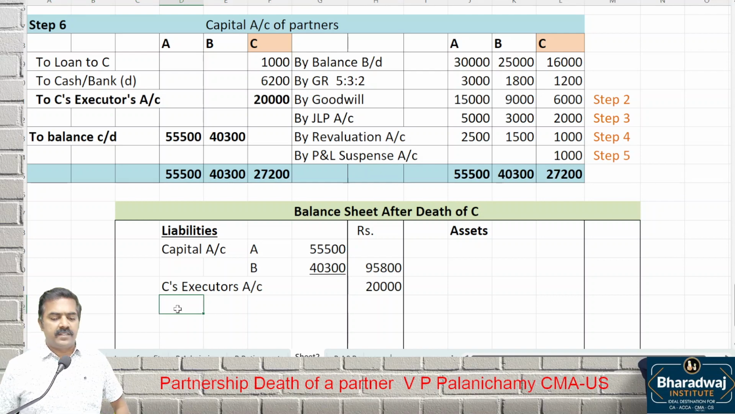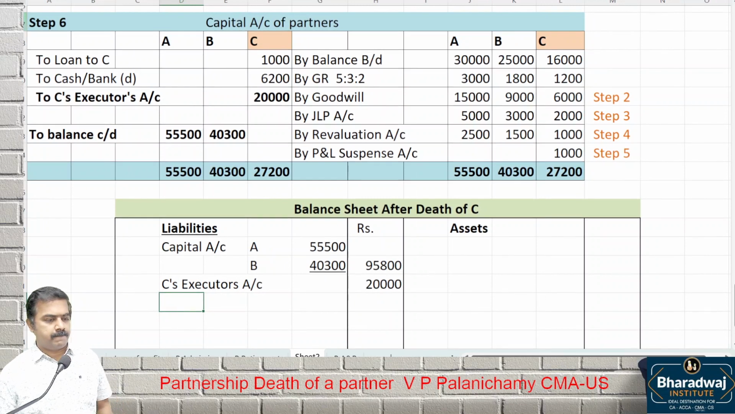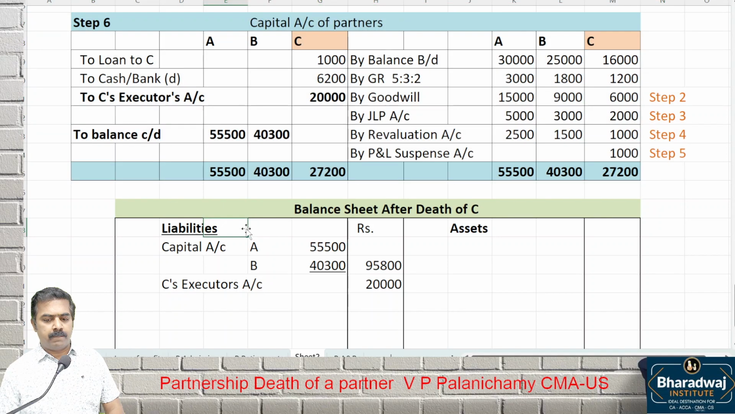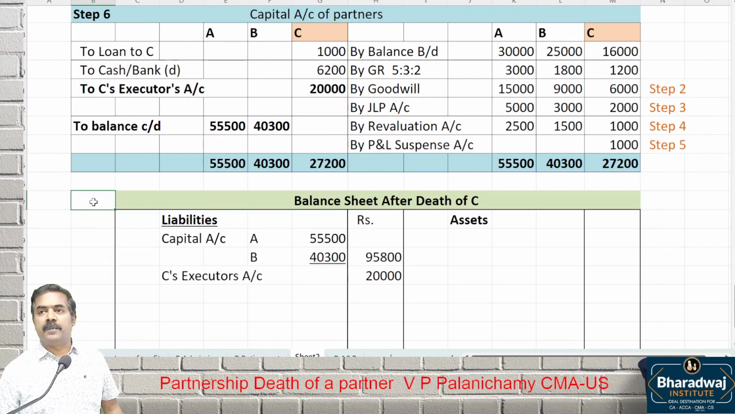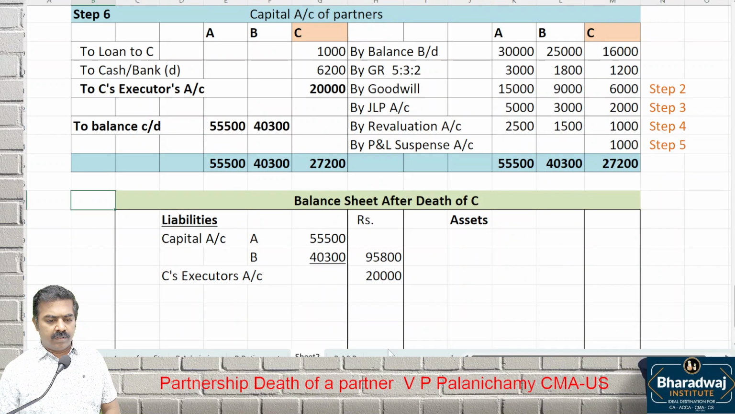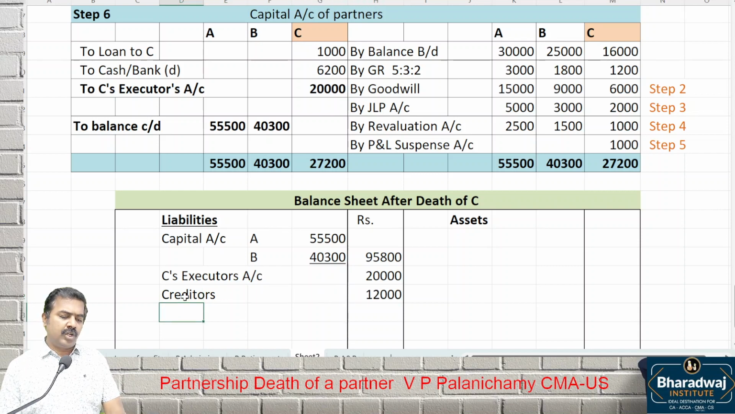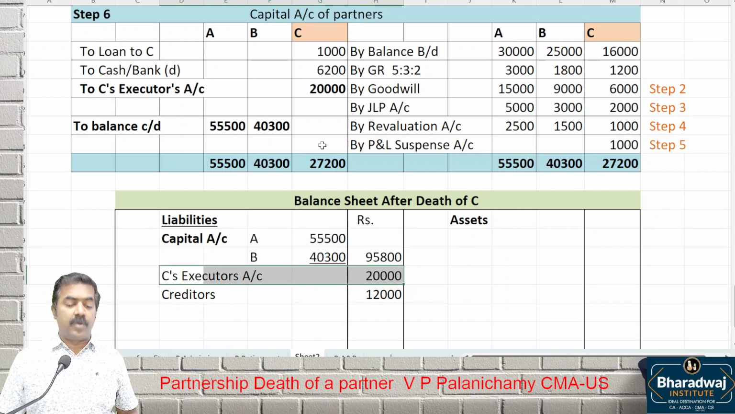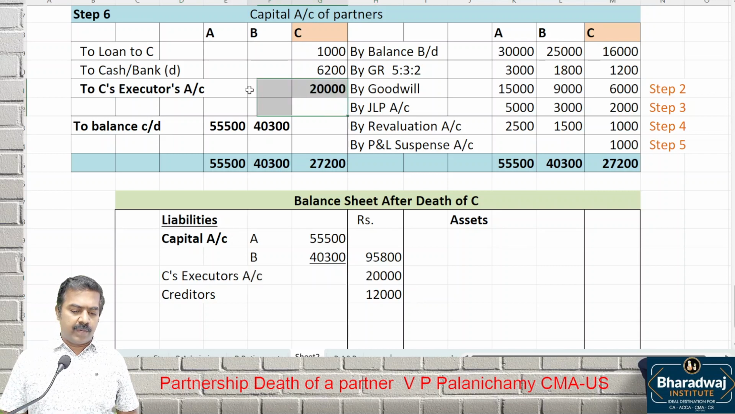Tell me what are the other liabilities. Only one other liability. What is it? Creditors, how much? 12,000. Capital accounts of partners A and B will come. C's executors amount, the unsettled amount, will come. What is the unsettled amount? 20,000 will come. Then creditors, there is no change, it continues.